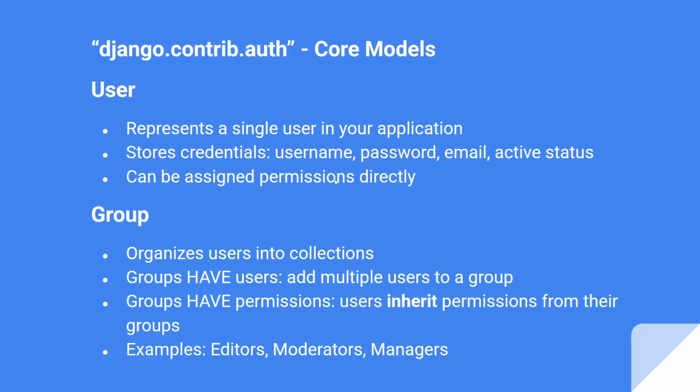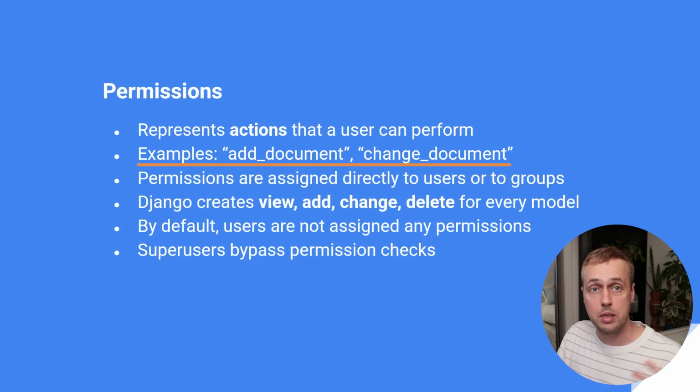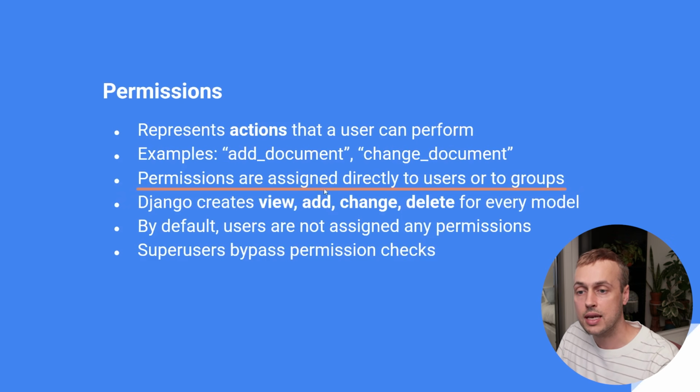Now let's come to the final model I want to highlight here, and that's the permission model that's built into Django. Now permissions represent actions that a user can perform, and let's say you have a document model in the application, and that has a table under the hood in the database. You might have permissions such as add document, and that is a permission that would allow users to add documents if they have that permission, or change document, view document, and so on. So these permissions can be assigned directly to users or to groups, as we've just described a second ago.